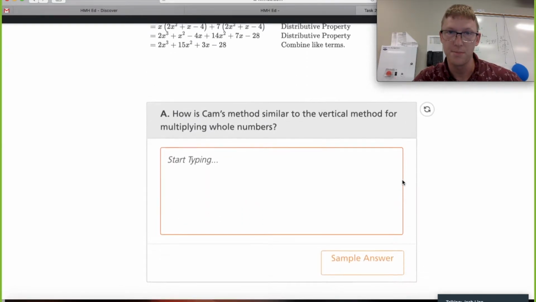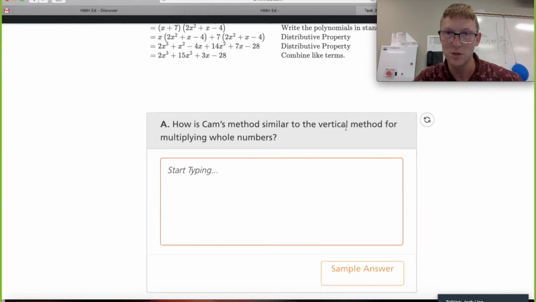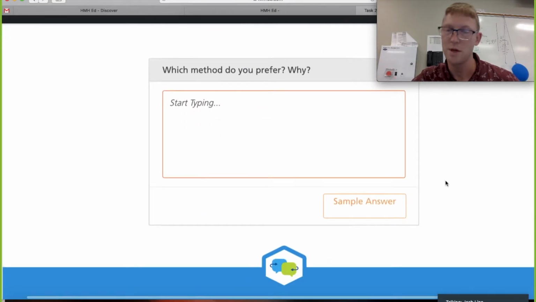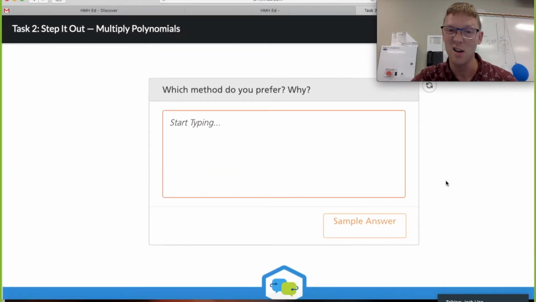So how is Cam's method similar to the vertical method for multiplying whole numbers? We kind of talked about that. It's that same process of multiplying, adding, things like that. Which method do you prefer and why? That is entirely up to you. So let's try some examples.